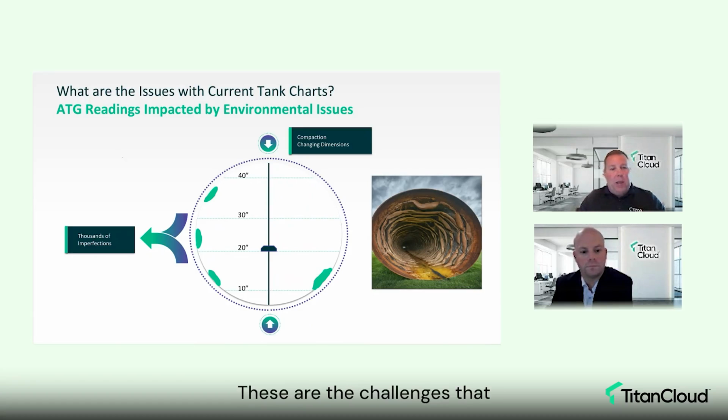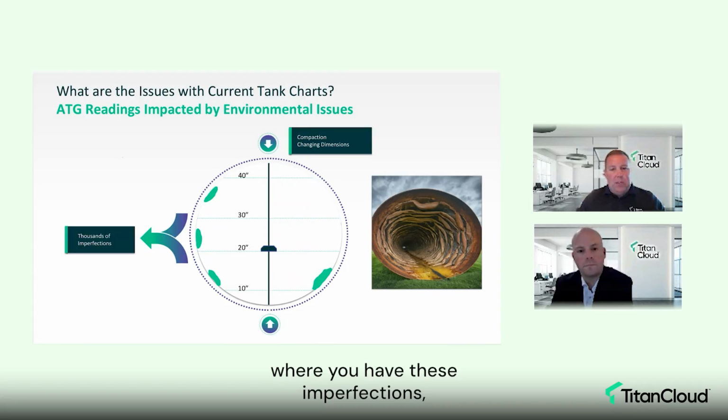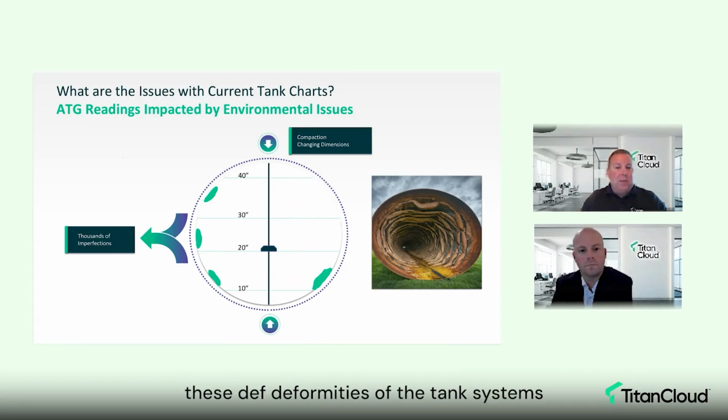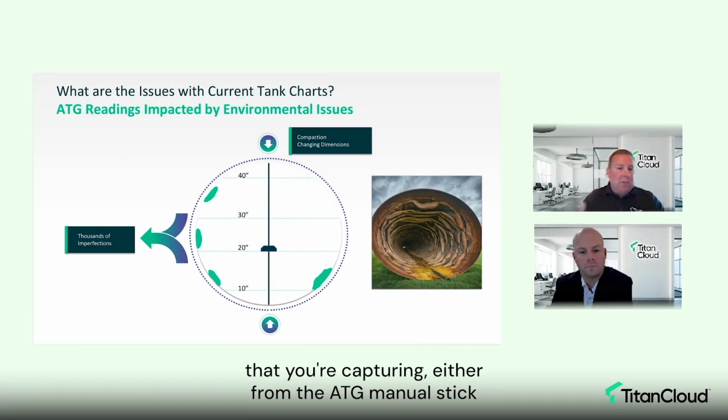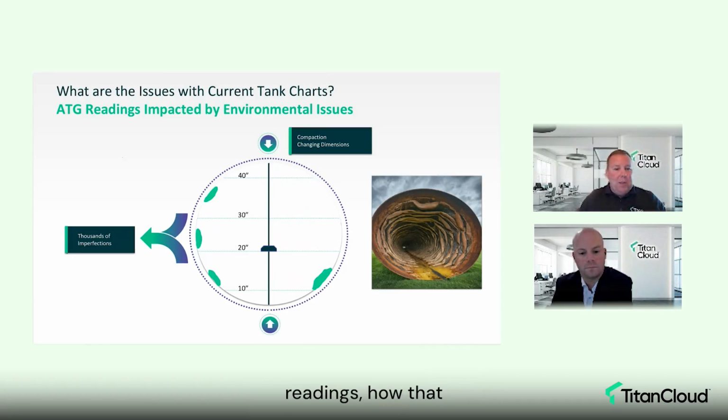These are the challenges organizations face day in and day out, trying to reconcile a variance where you have these imperfections and deformities of the tank systems that are invoking additional variance points into the readings you're capturing, either from the ATG, manual stick readings, or how that probe's moving up and down the tank system. So, Michael, before we jump into how Titan Cloud solves this challenge for organizations, anything else you want to add on the deformations?